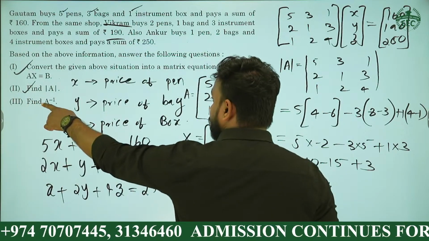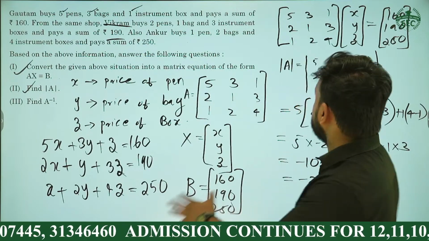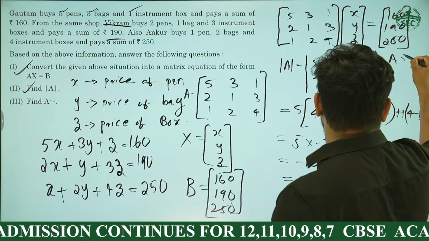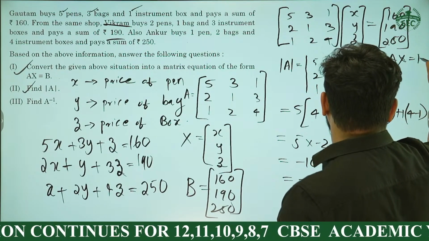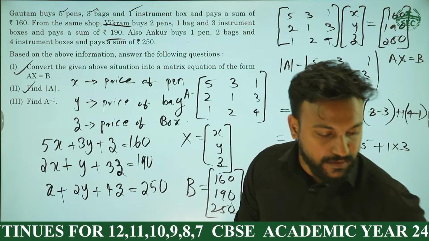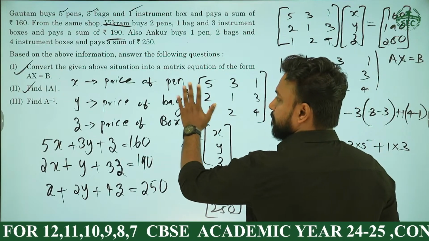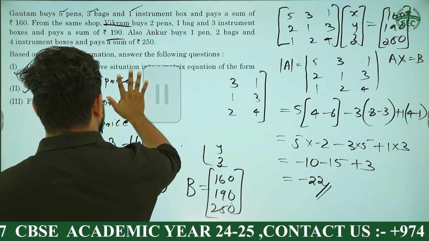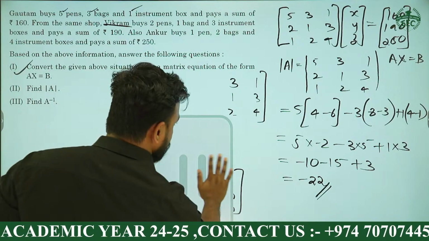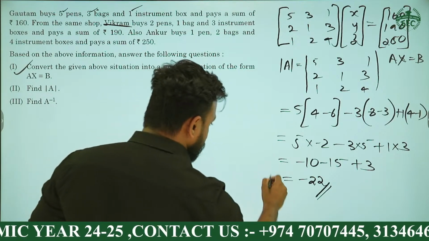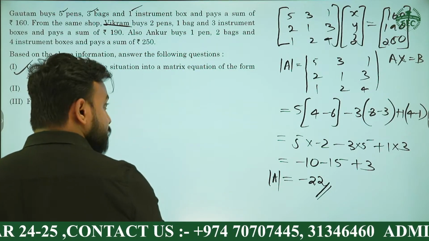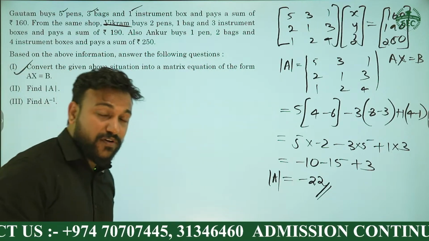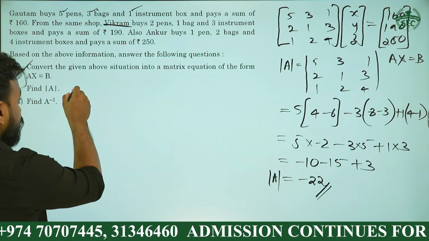Then they also ask for A inverse. Can I rub this board? We only need this: AX is equal to B is our equation. Ready? I'm going to rub this side. Okay, then this is our determinant of A, and you can see we want to find A inverse. To find A inverse, we have to find the adjoint of A first.